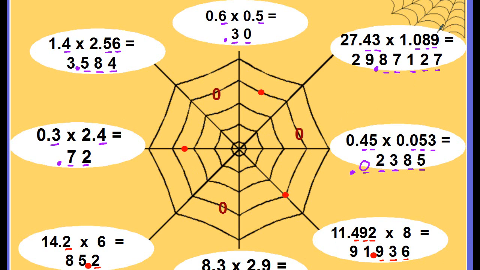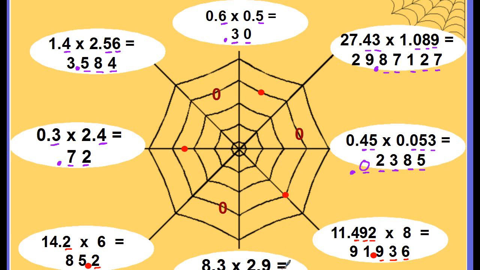11 and 492 thousandths times 8. There are 3 decimal place values in our first factor. There are none in our second factor, and that's okay. So that just means we need 3 decimal place values in our answer. So you should have placed the decimal point between the 1 and the second 9. 91 and 936 thousandths.